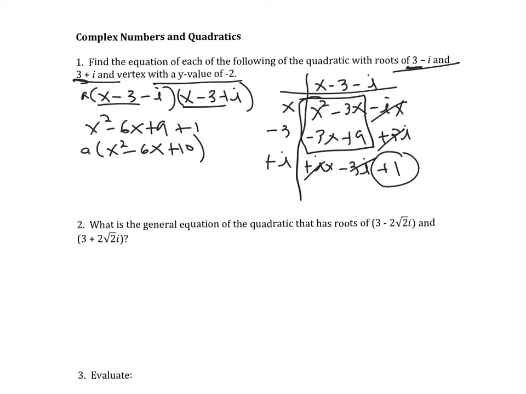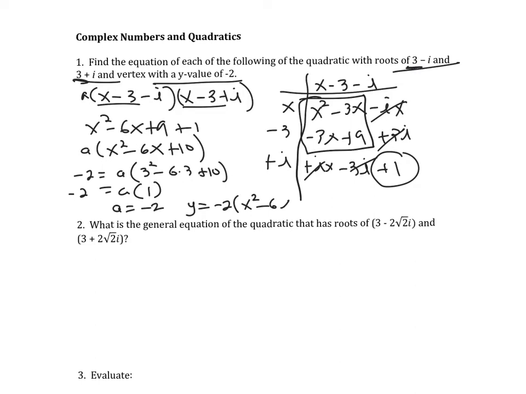So therefore, we can say that negative 2 is equal to a times 3 squared minus 6 times 3 plus 10. That gives us negative 2 is equal to a times 9 minus 18, which is negative 9, plus 10 is positive 1. So a is equal to negative 2, and that means we have y is equal to negative 2 times x squared minus 6x plus 10, or y is equal to negative 2x squared plus 12x minus 20.